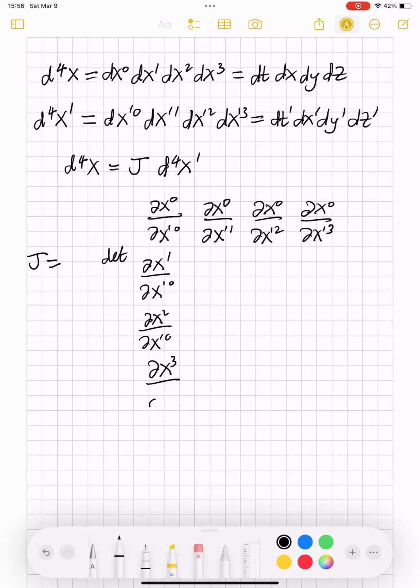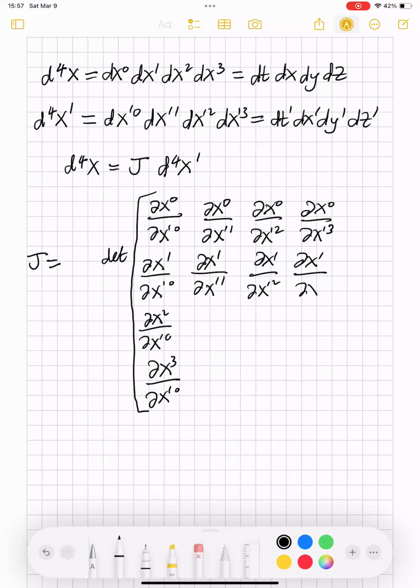dx3, dx prime naught. Good. This is the matrix we're taking the determinant of. Then we'll have dx1. Let's just fill all of these in. Sorry, there's no fast way to do this. You just have to be patient. Write them all in.